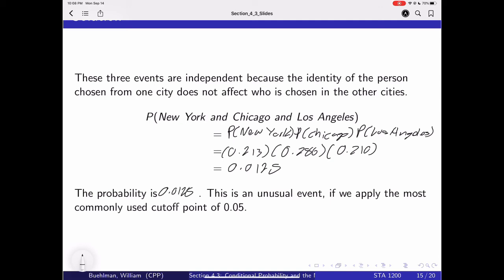This is an unusual event if we apply the most commonly used cutoff, which I told you before is 0.05. So since 0.0128 is less than 0.05, this is an unusual event.